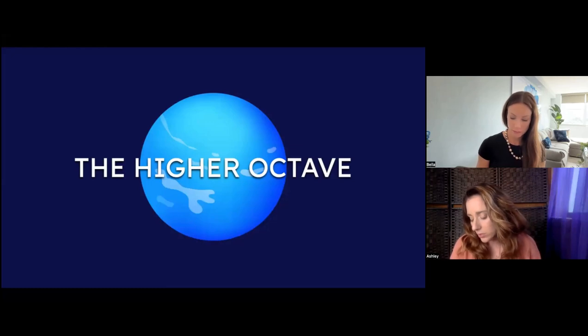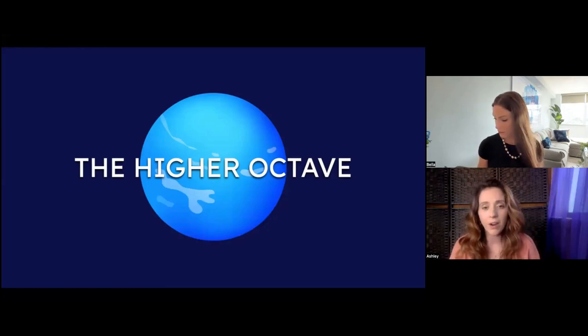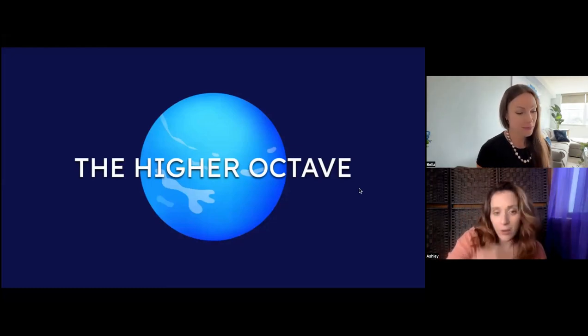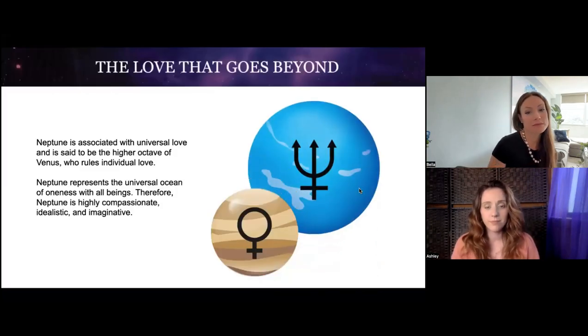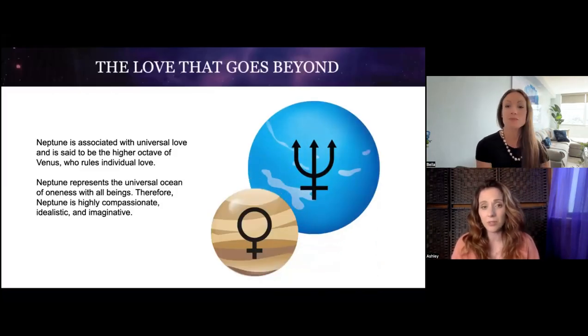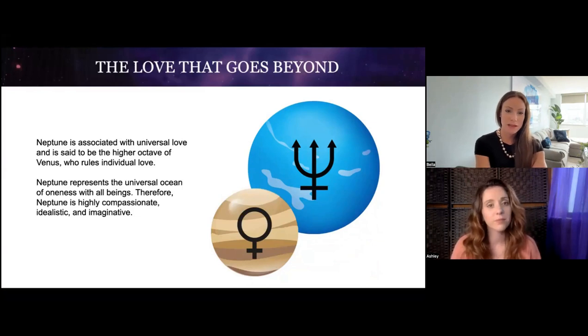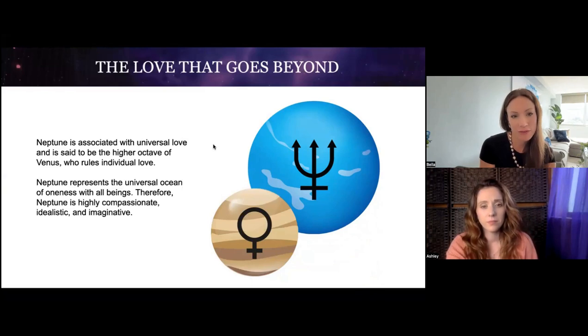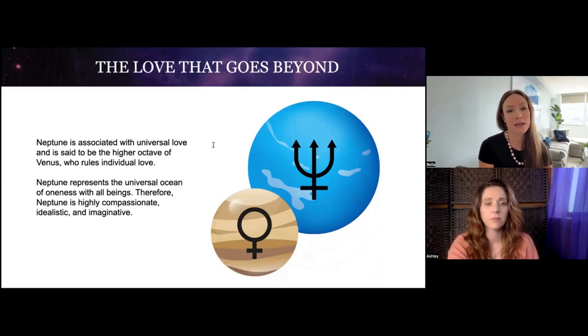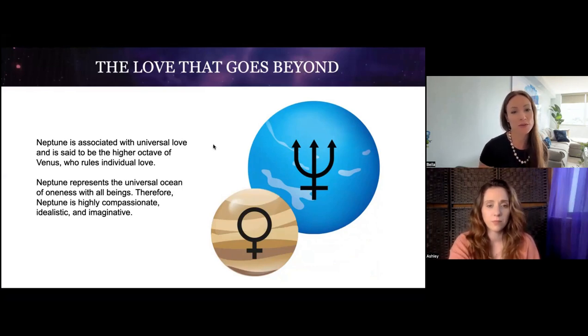And then let's also bring in the higher octave. So Bella's going to share about Venus and Neptune and their relationship. So probably most of us, when we hear about Venus, we think about that's the planet of love. But here we see that in Neptune, we find a love that goes beyond. So Neptune is associated with universal love and is said to be the higher octave of Venus, who rules the individual or personal love. Neptune represents the universal ocean of oneness with all beings.